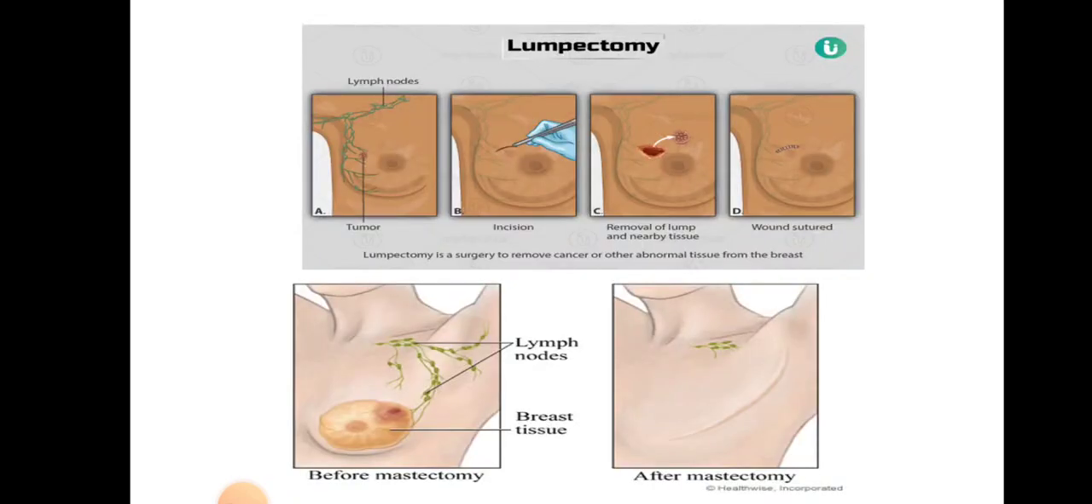Now this is the difference you can see between lumpectomy and mastectomy. In lumpectomy, only a small region of the breast is removed, and in mastectomy you can see the whole breast is removed along with some lymph nodes, axillary lymph nodes, depending on the severity of the disease.